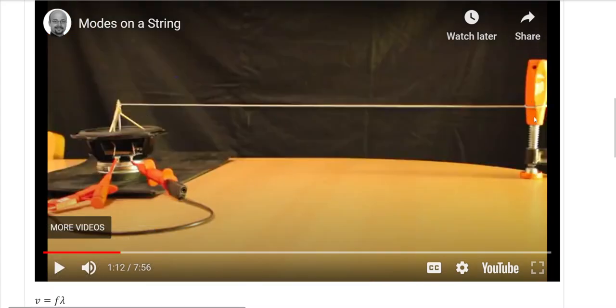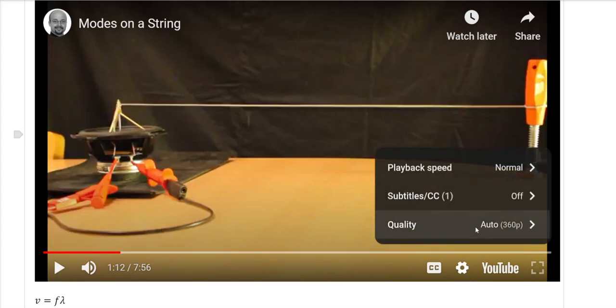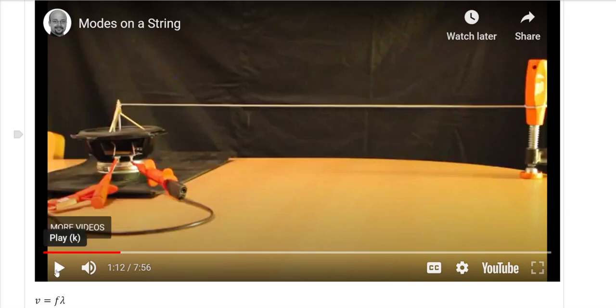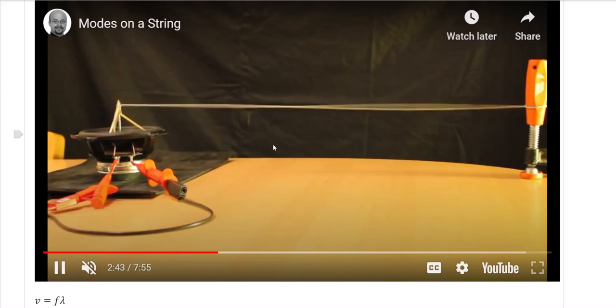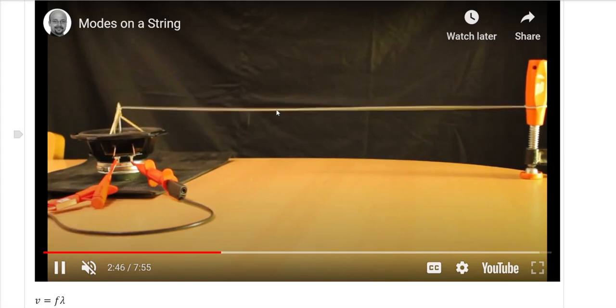Basically, he's got this side stuck and this side stuck, and then he's got a speaker that's going to vibrate the string. Okay? Now he can control that speaker. He can control the frequency of the vibration. And so, yeah, we'll see what that looks like shortly. Okay, so he's going at 5 hertz right now, roughly. So this thing is bouncing up and down 5 times per second. That's 5 hertz.